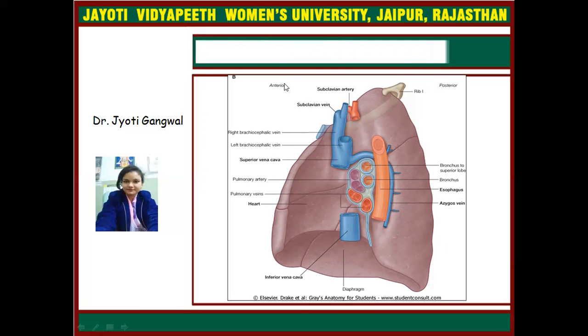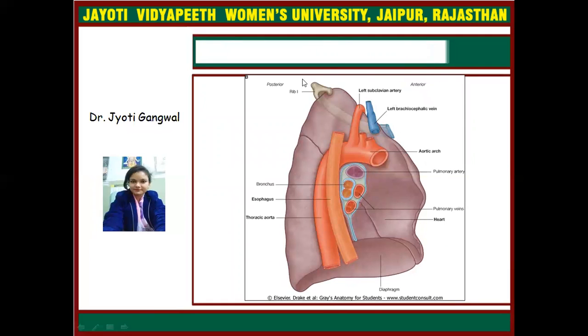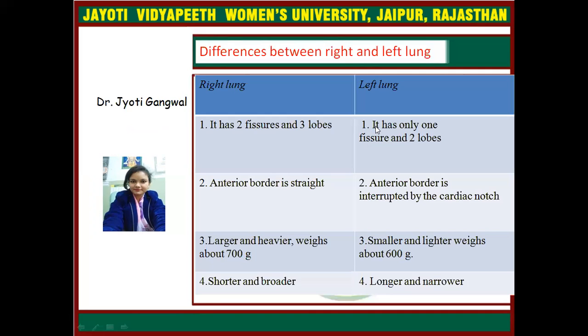The anterior view on the left side, and this is the posterior side. This is the first view. Here this is the anterior side. This is the posterior side. This is the aortic arch of aorta. This is the descending thoracic aorta, esophagus, bronchus, pulmonary artery, pulmonary vein. This area is related to the heart, the subclavian artery, left subclavian vein.